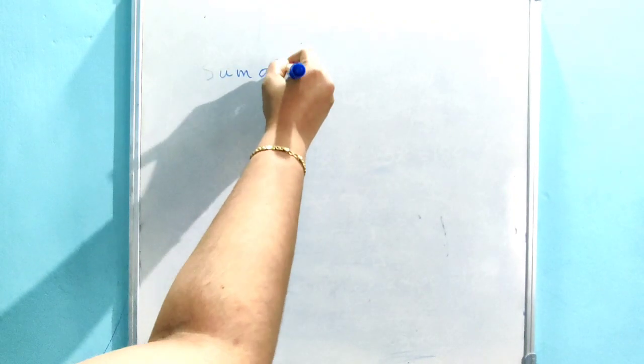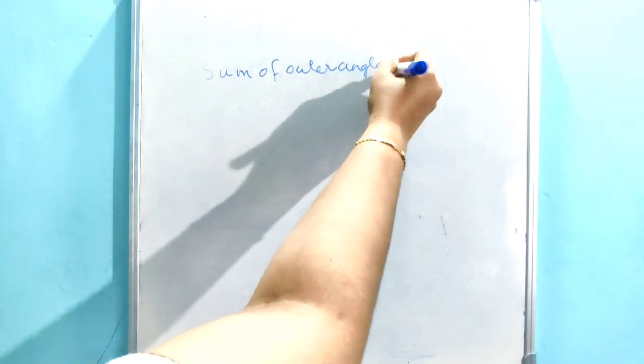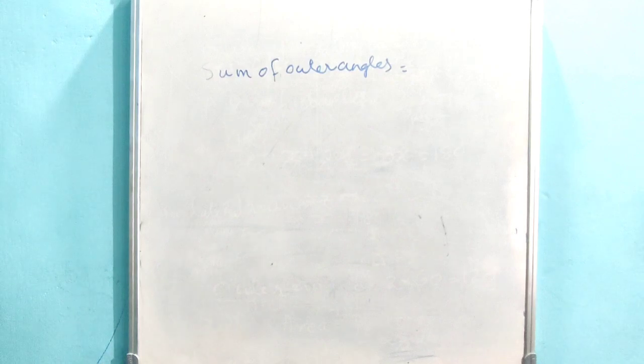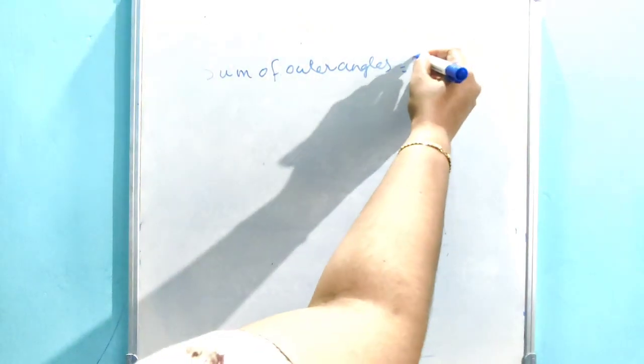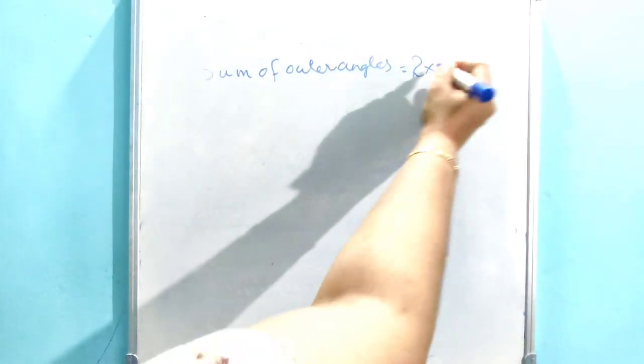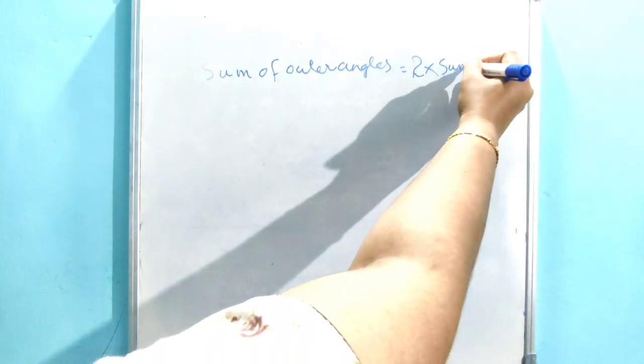Now we are going to do the fifth problem. The sum of outer angles of a polygon is twice the sum of inner angles. How many sides does it have? What if the sum of outer angles is half the sum of inner angles, and what if the sums are equal? This is our question. The sum of outer angles of a polygon is twice the sum of the inner angles. Twice means 2 into. So, sum of outer angles is equal to twice the sum of inner angles.